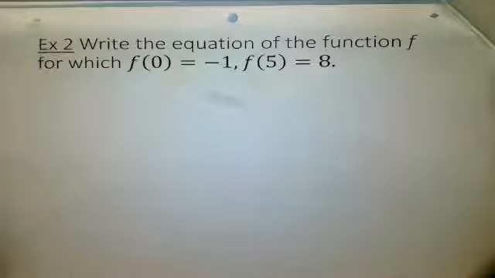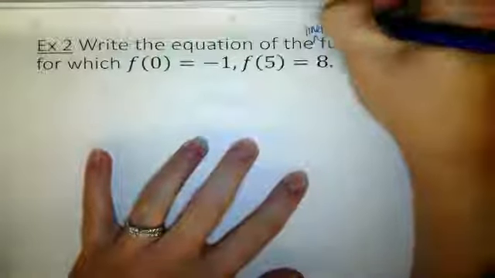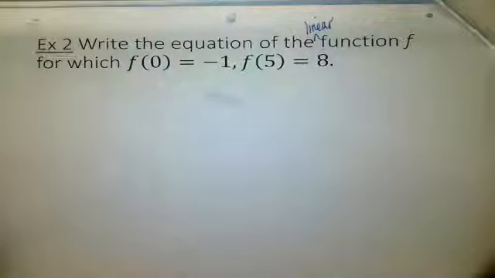Example 2. Write the equation of the linear function f, for which f of 0 equals -1 and f of 5 equals 8. Linear is an important word there. I actually gave you this question on your review for your last test, which is always amusing to me because all of you were able to do question number 3 just fine, and then you get to question number 4, which is actually easier, and everyone's like, I don't know how to do it.